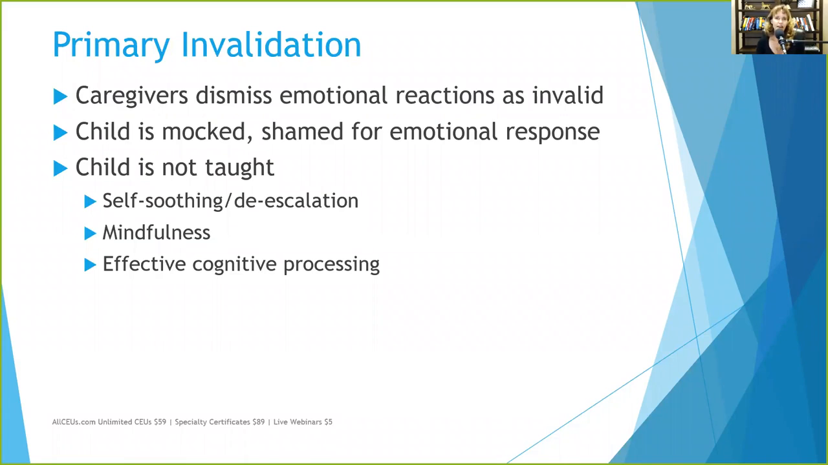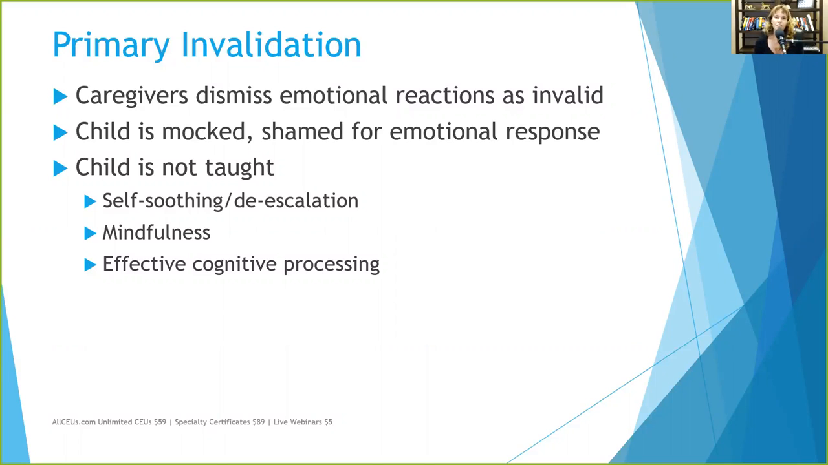So, primary invalidation. Caregivers dismiss emotional reactions as invalid. We just talked about that. The child or person could be mocked or shamed for their emotional response. We have all probably met parents or worked with parents who have children that are highly emotionally reactive, who tend to get frustrated and overwhelmed by the constant drama that seems to be presented by this child all the time.